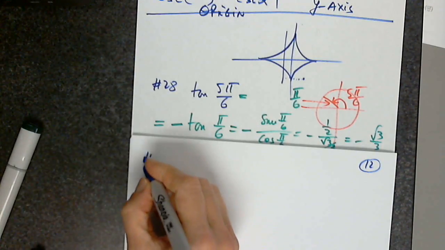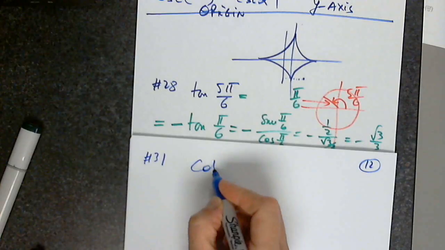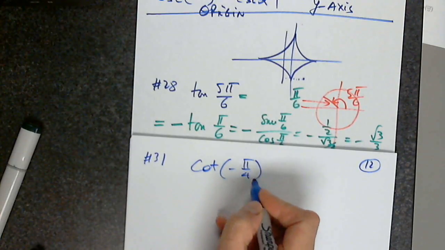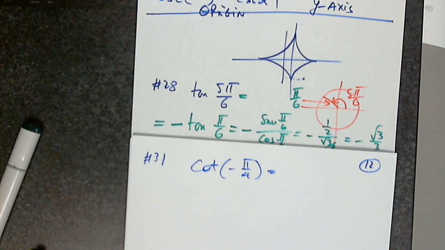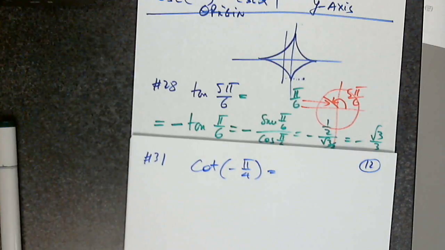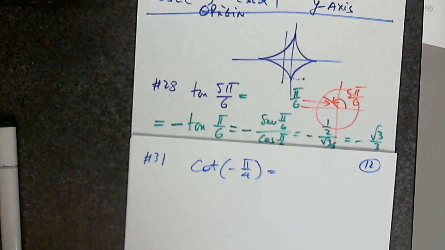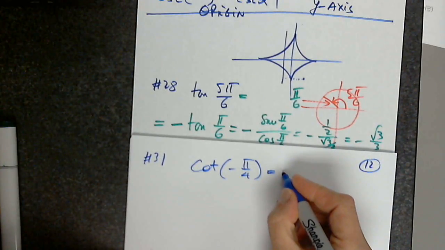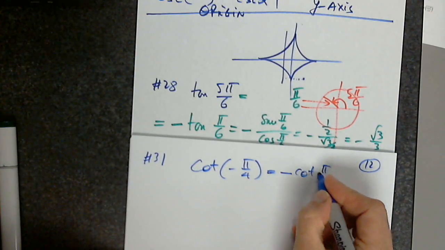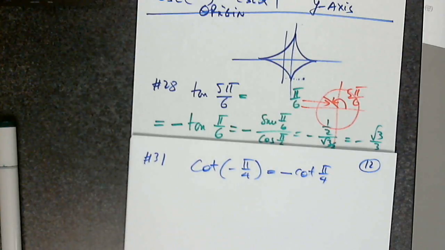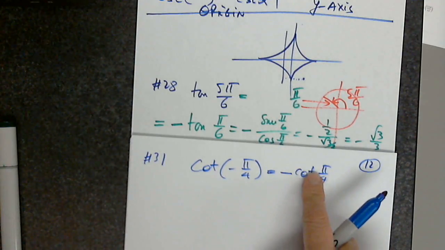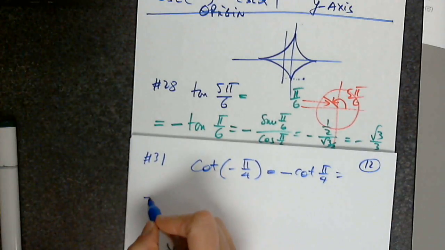Okay, 31. Very good. Cotangent negative pi over 4. I don't want to mess with negative angles. It's a waste of time because I know cotangent is going to be times negative. Exactly. So what do I write? Negative cotangent of pi over 4. And I'm done. Because pi over 4 is in the first quadrant. This number was going to be positive. With minus in front, it stays negative.